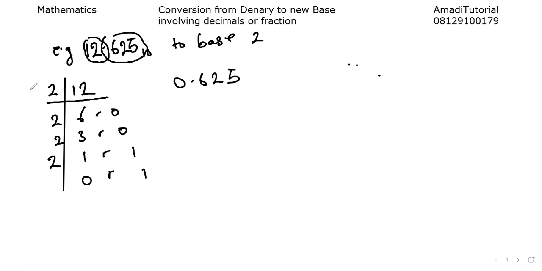So you read the number from bottom to top. So for the whole number part, you see that 12 base 10 is equal to 1100 base 2. So we are not done. Let's see how we're going to do the decimal part here. This is how you do the decimal part.